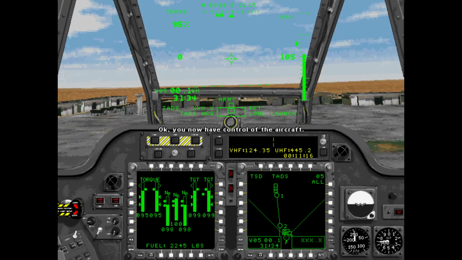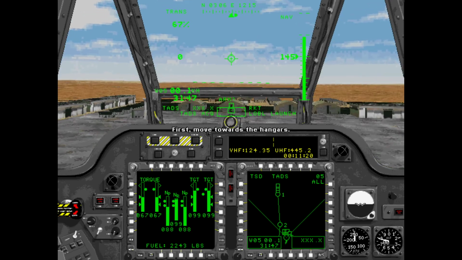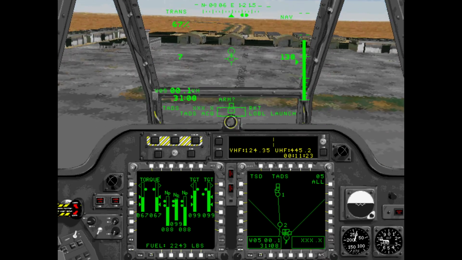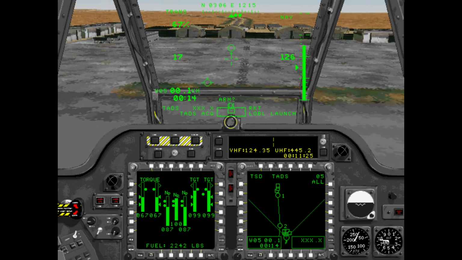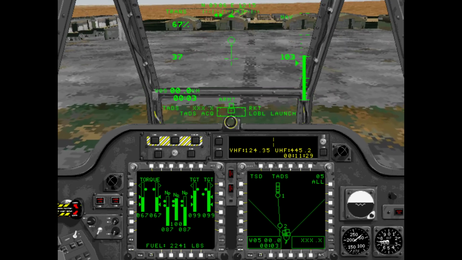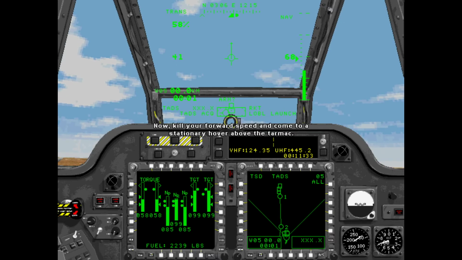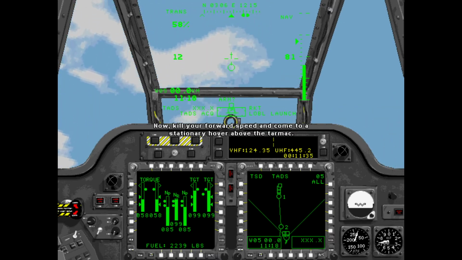Okay. You now have control of the aircraft. First, move towards the hangars. Now, kill your forward speed and come to a stationary hover above the tarmac.